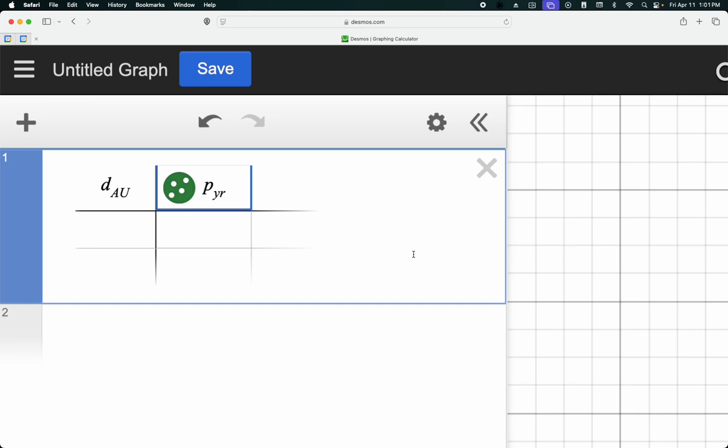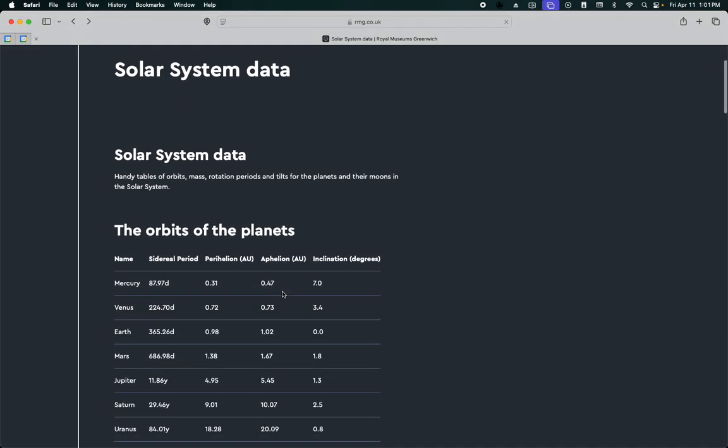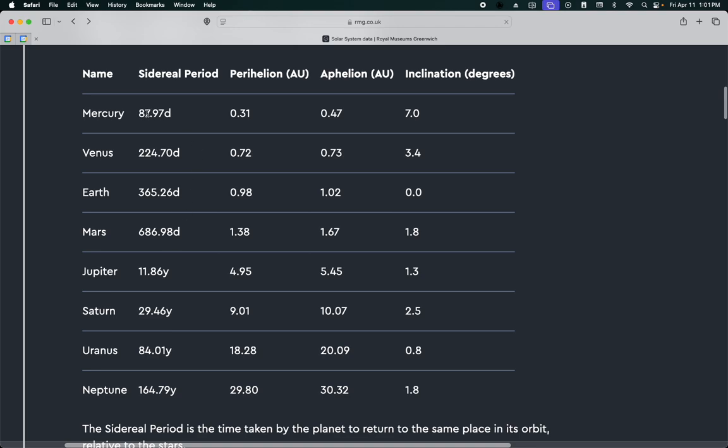So we're going to go get astronomical data. I chose to go to the Royal Museums at Greenwich, and if you search for solar system data, they've got a table of solar system info. Once you get far enough out, it reports the period in years. But if it's less than a couple of years, Mercury, Venus, Earth, and Mars, it's reporting it in days. So we'll have to figure that one out.